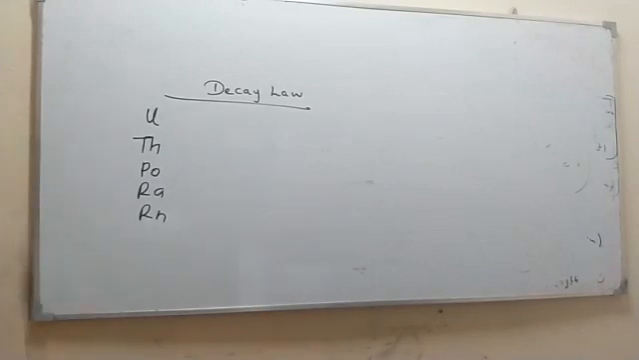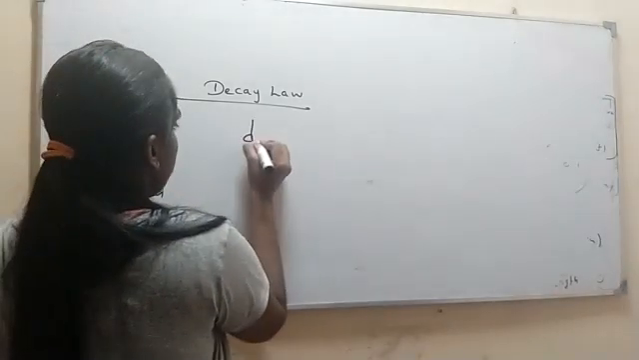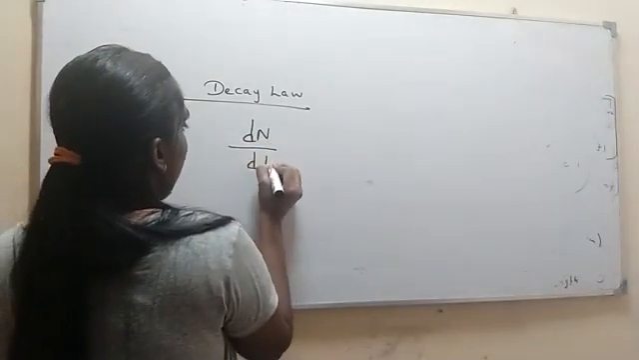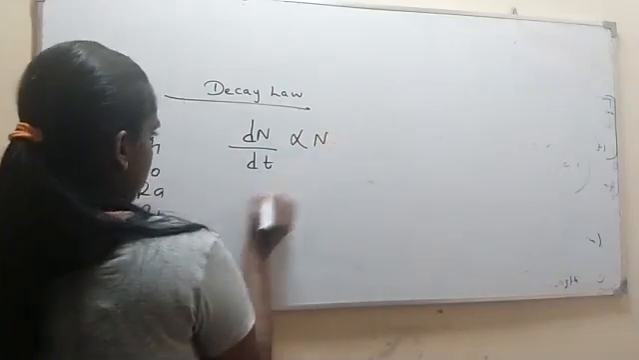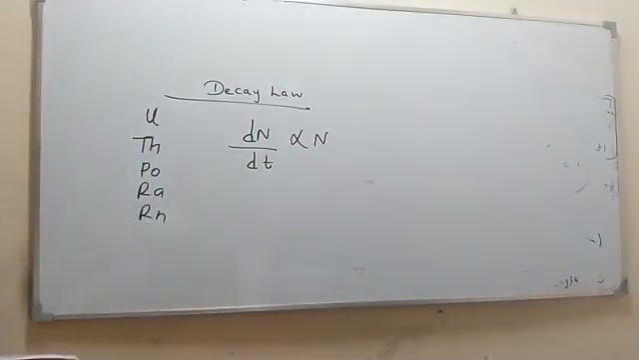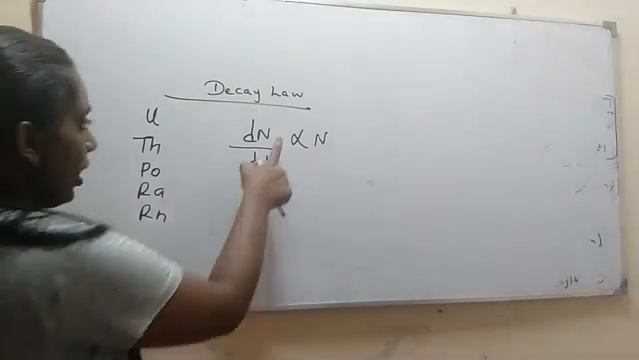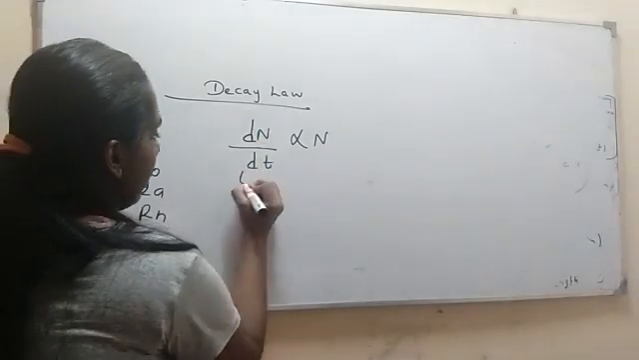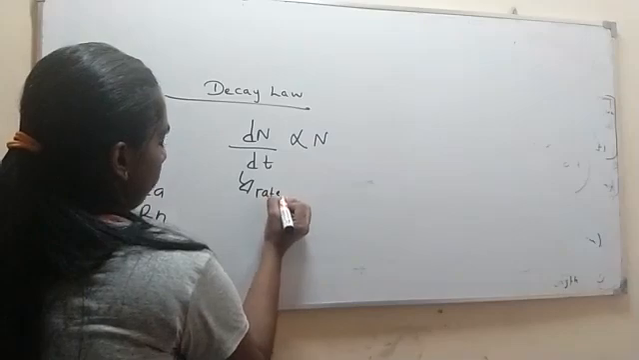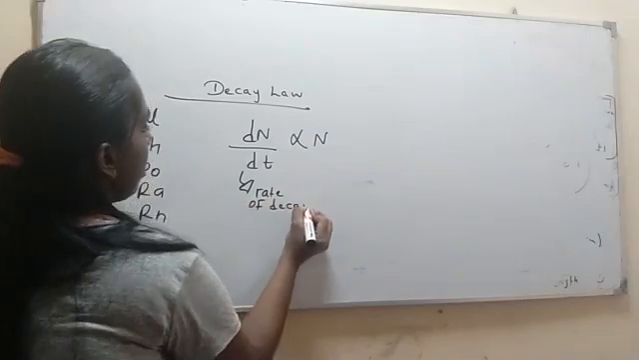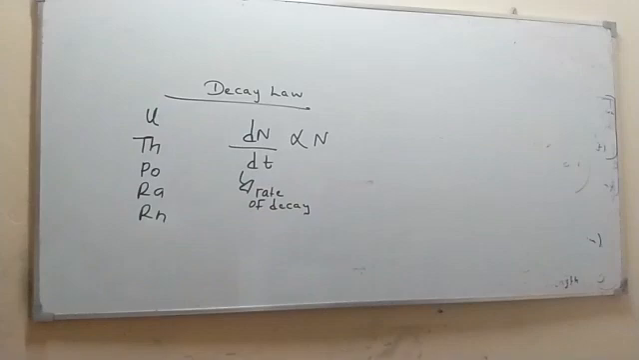What the decay law is telling is that dN by dt is directly proportional to it. The rate of decay is directly proportional to the number of parent nuclei present. dN by dt we call the rate of decay. So the rate of decay is directly proportional to the number of nuclei present there.